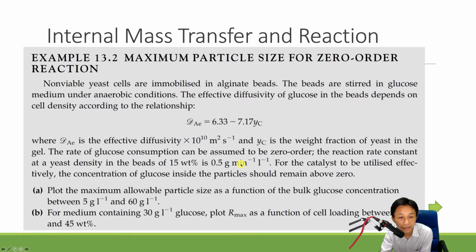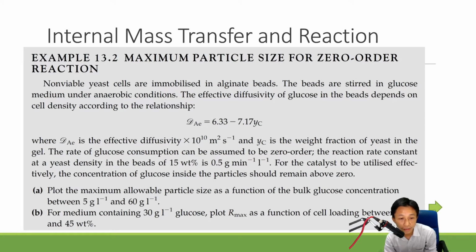Okay, and then of the bead is this one. Reaction rate is this one, zero order. Catalyst is utilized effectively if the concentration of glucose inside the particle remains above 0. The concentration of glucose is above 0.